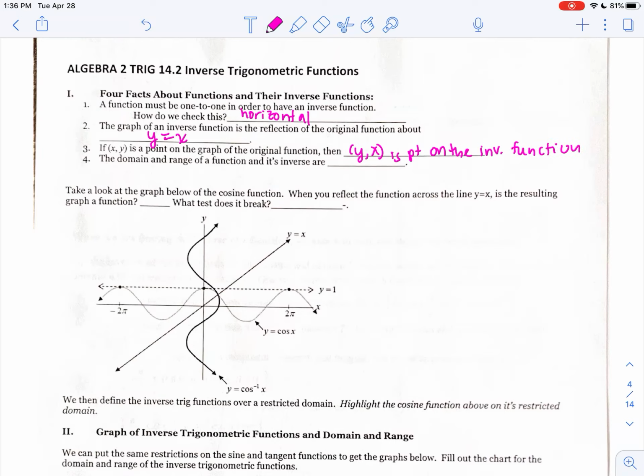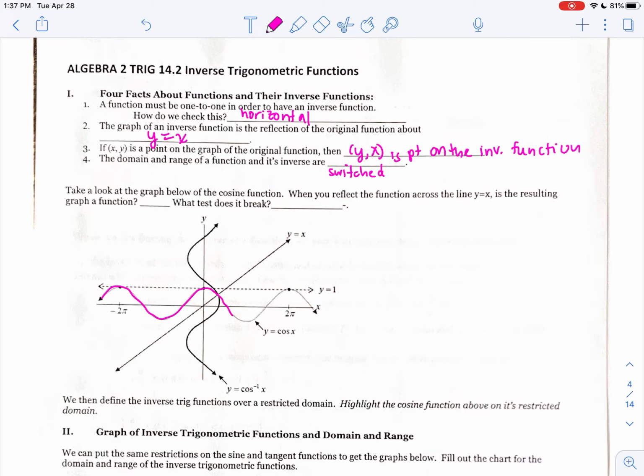Okay, the domain and range of a function and its inverse are switched. So what is the domain of one function becomes the range of the other. We saw that with exponential and logs. Whatever was the domain of exponential is the range of logs, and whatever is the range of exponential became the domain of logs.